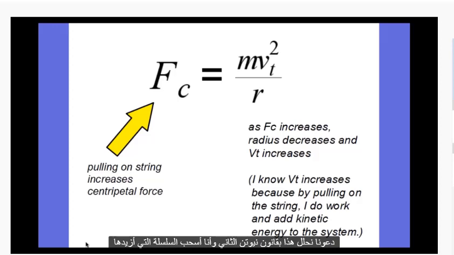Let's analyze this with Newton's second law. As I pull on the string, I increase the centripetal force. As the centripetal force increases, the radius decreases, and the tangential velocity increases. I know that the tangential velocity increases because when I pull on the string, I am doing positive work, and I'm adding kinetic energy to the system.